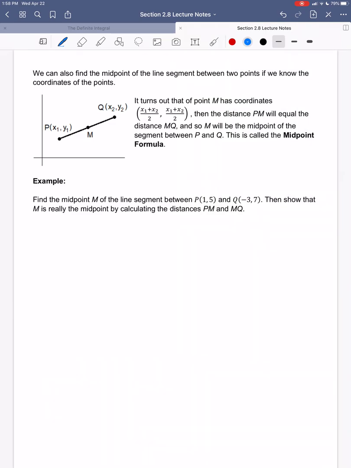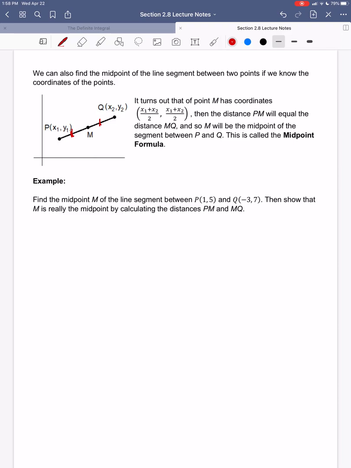We also sometimes want to find the midpoint of the line segment between 2 points. So here I've got the same point P and point Q with those coordinates. I want to find this point M that's halfway between the 2 points. If it's halfway between, that means the distance between P and M and the distance between M and Q have to be equal.